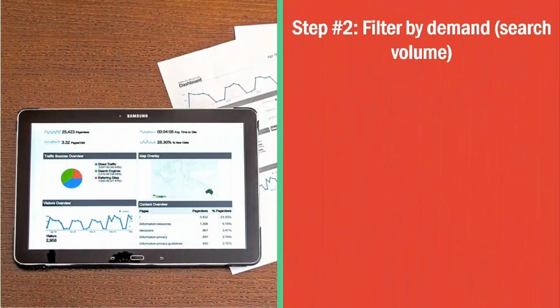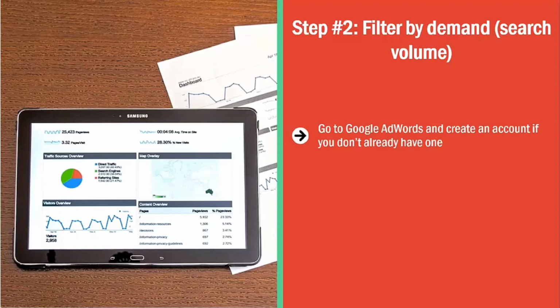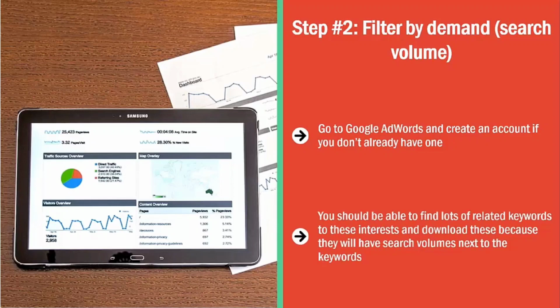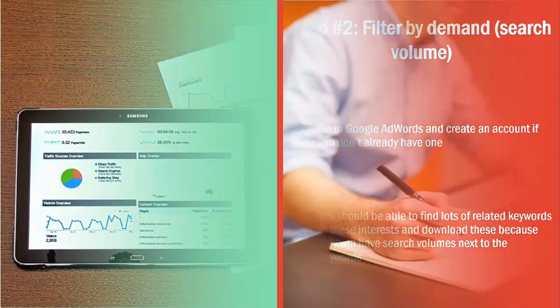Step number 2, filter by demand, search volume. Go to Google AdWords and create an account if you don't already have one. Once you're logged in, click Tools and use Google's Keyword Planner tool. Enter keywords that are related to the personal interests that you listed in Step 1. You should be able to find lots of related keywords to these interests, and download these because they will have search volumes next to the keywords. At this point, you're going to delete from your list niches or personal interests that have too little search volume or are too much. You want something in the middle.